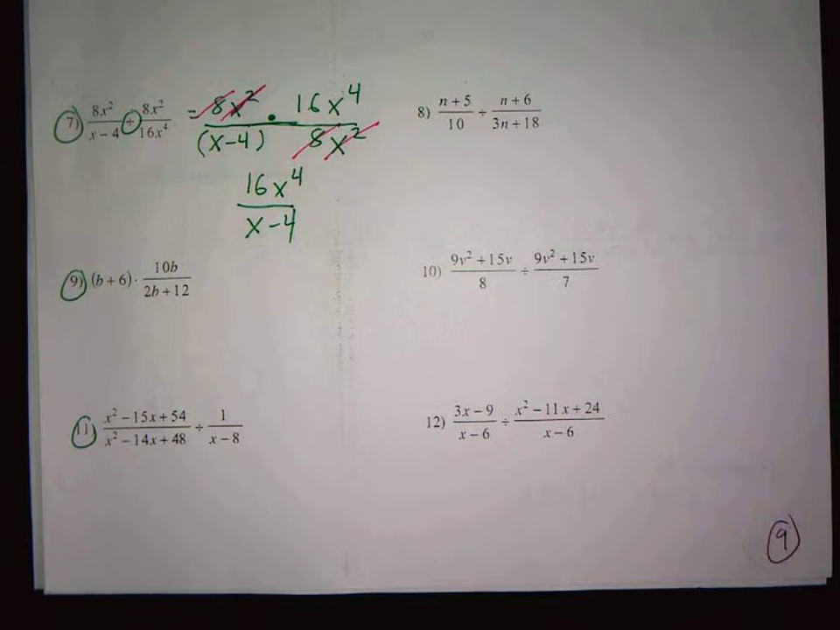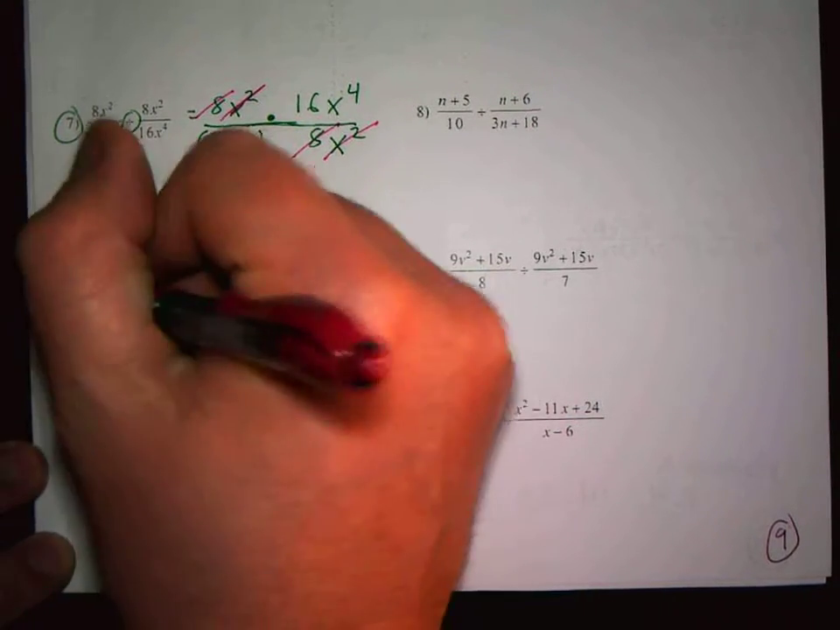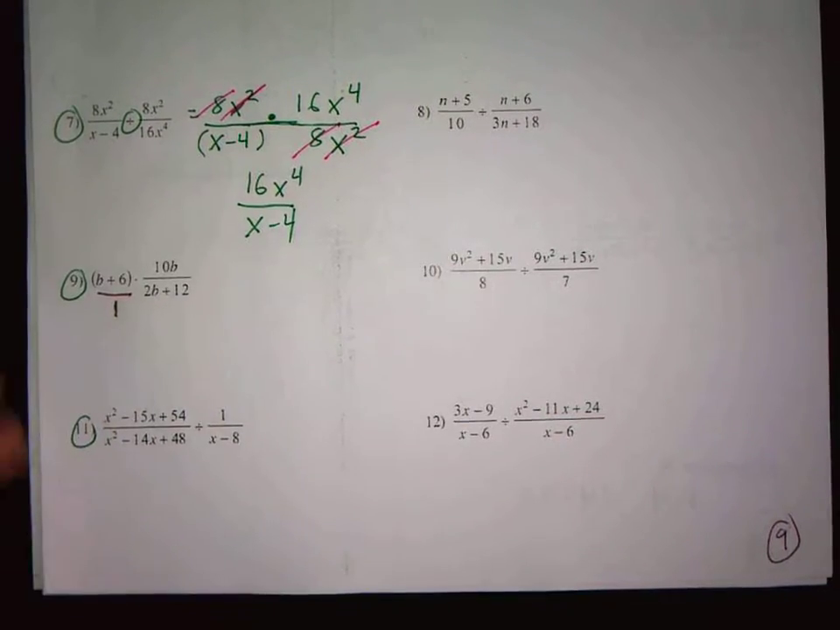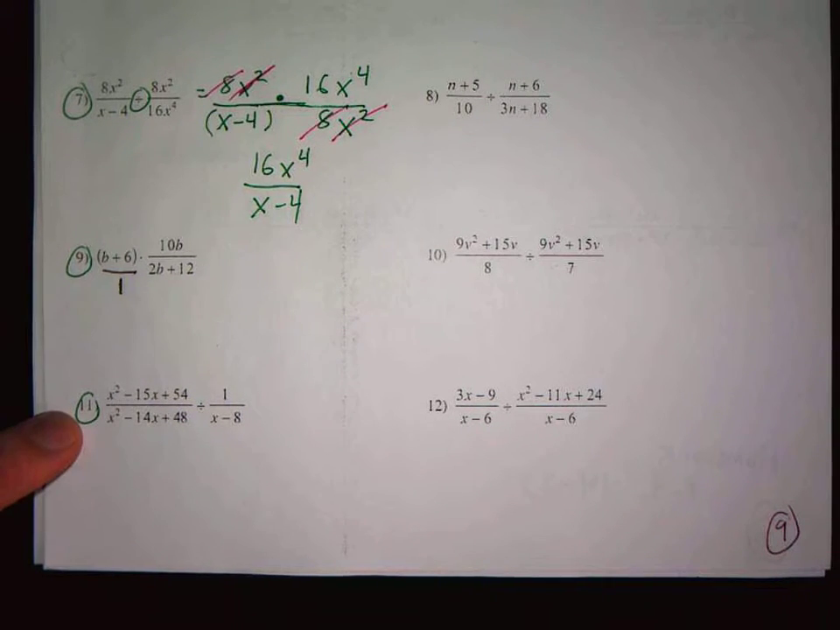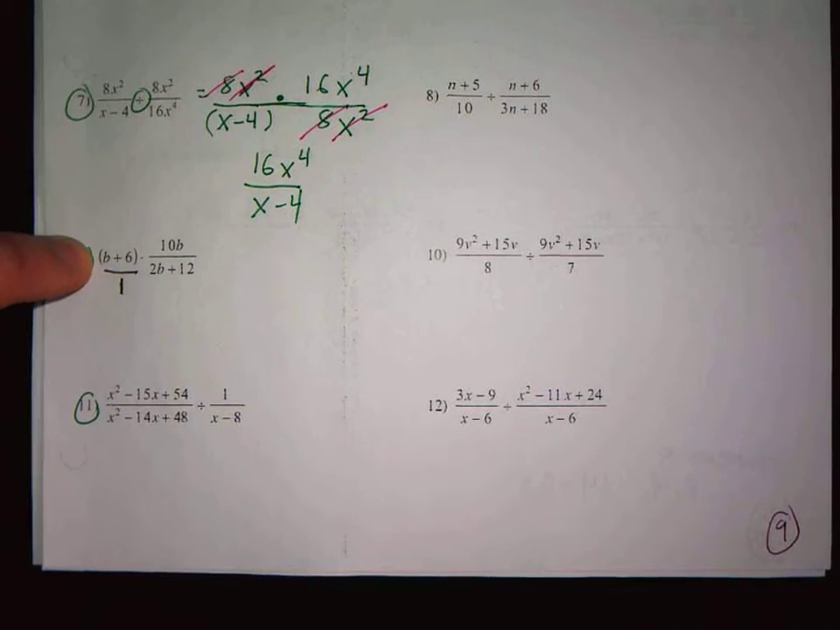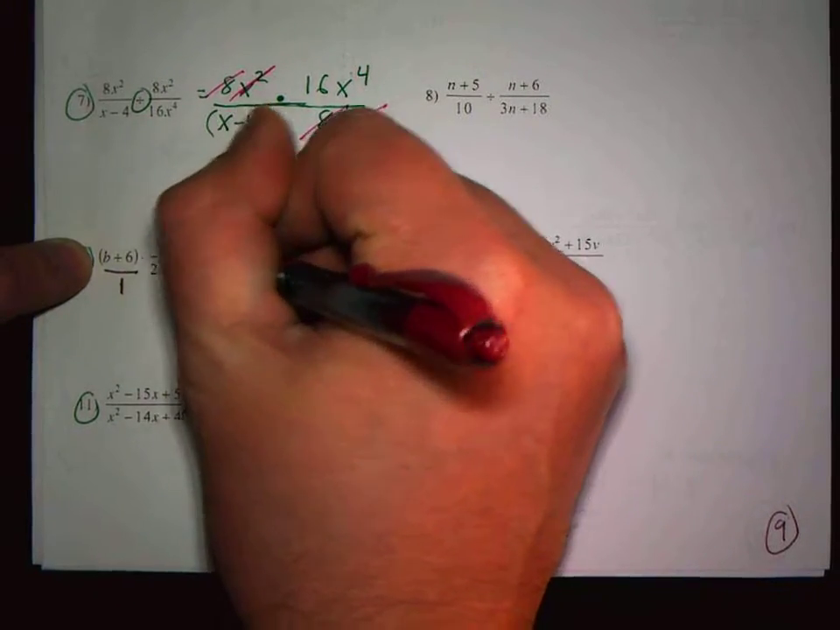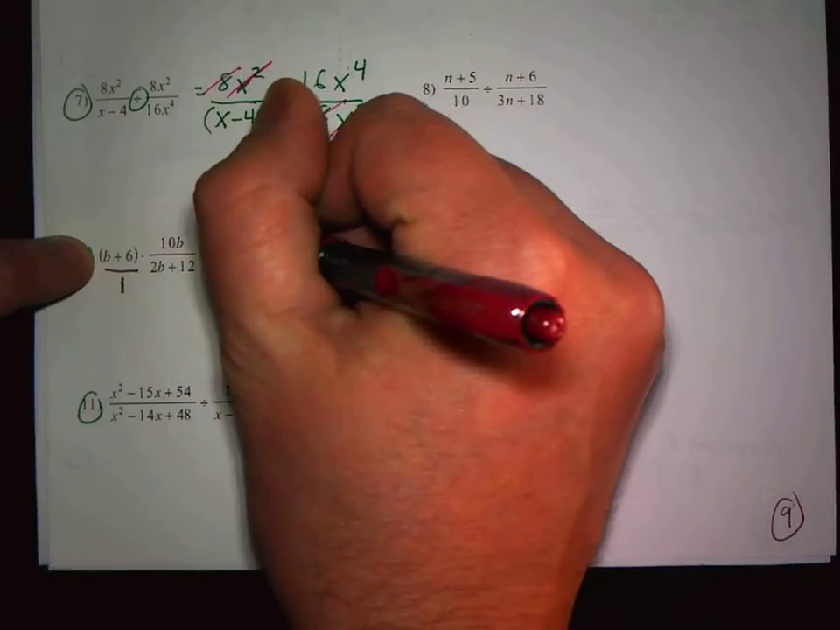Now 9. Let's see, I need to put this over 1, right? It's already multiplication. Correct? But what cancels? Nothing cancels. And the reason why nothing cancels is because a lot of times you could factor and get the factors to cancel. So think of b plus 6. Can't really do much with that, can you?